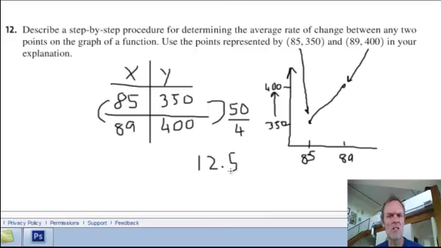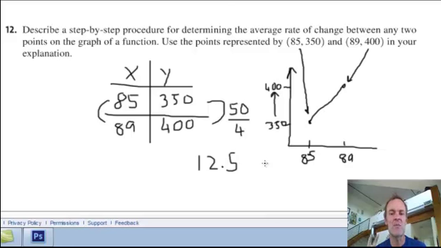Now I've got no units on this. If I went 50 miles in 4 hours, my average rate of change would be 12.5 miles an hour. But imagine if you weighed 350 pounds and you went up to 400 pounds in 4 weeks, 4 years, whatever. Can you imagine going up 12.5 pounds per week? That's what it would mean. Of course we've got no units on this, but that's what it is. The average rate of change is 12.5.